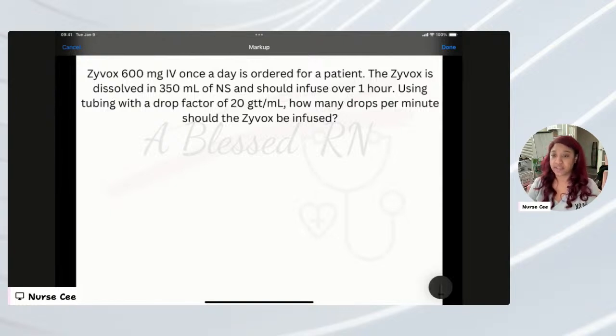All right, so listen. The Zyvox 600 milligrams IV once a day is ordered for patient. The Zyvox is dissolved in 350 mLs of normal saline and should infuse over 1 hour. Using a tubing with a drop factor of 20 drops per milliliter, how many drops per minute should the Zyvox be infused? Okay, so y'all let me know, what is the goal? What is the question asking for us to solve? What's our goal? Y'all let me know in the comments.